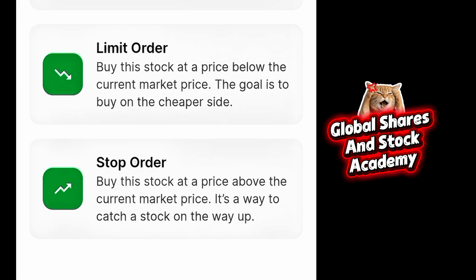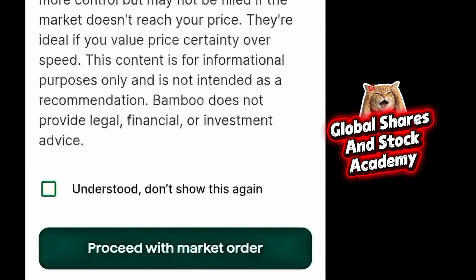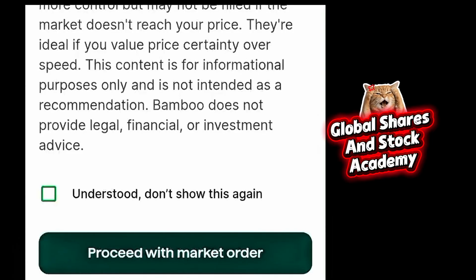So these are the 3 ways on how you can buy your stock on the Bamboo app. I'll be using buy now. You will click on it and it will load up for you. Let's read through what you have here.